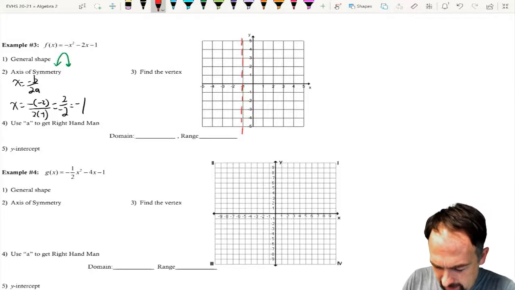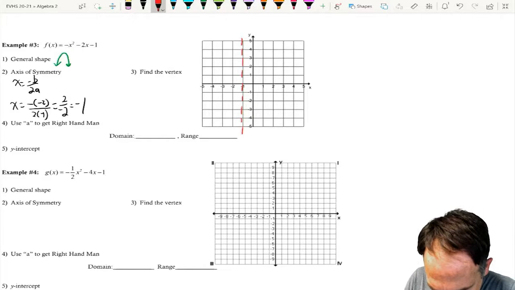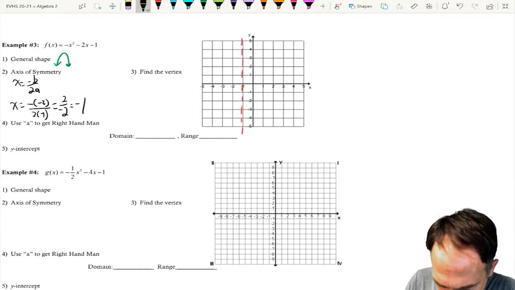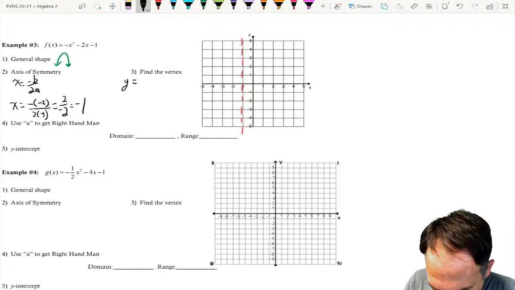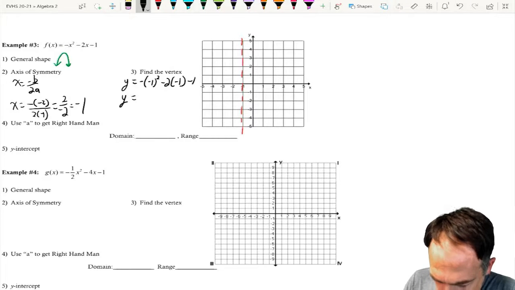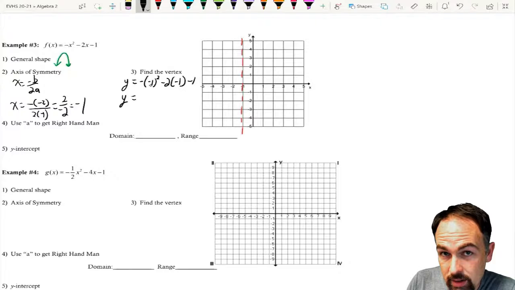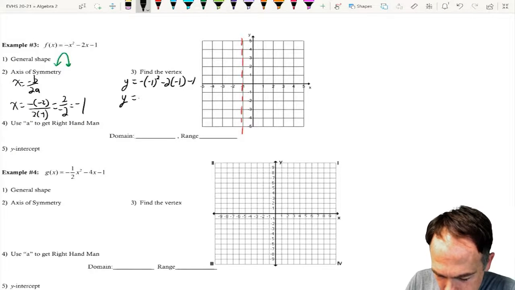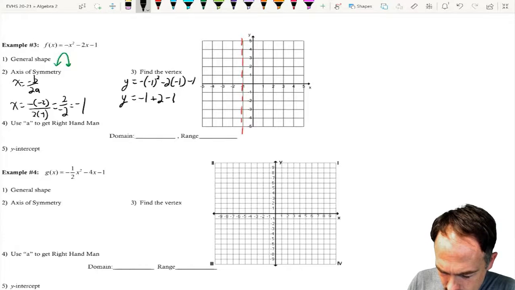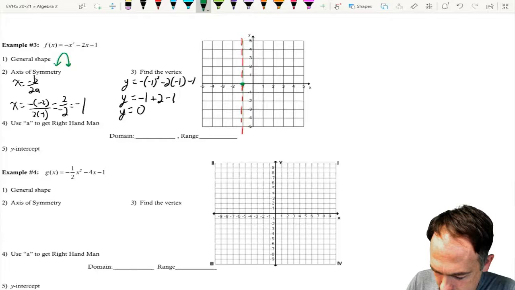All right, let's go ahead and jump in and find that vertex. The vertex is going to happen at y equals -1 squared minus 2 times -1 minus 1. Now be careful with this because -1 squared is +1 times -1 is -1. Plus 2 minus 1, which happens at 0. So we're going to be over here at -1, 0.